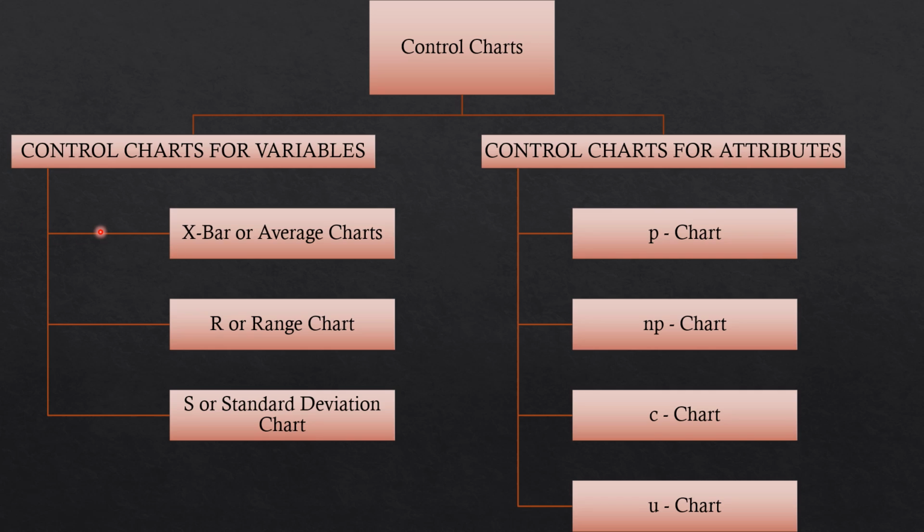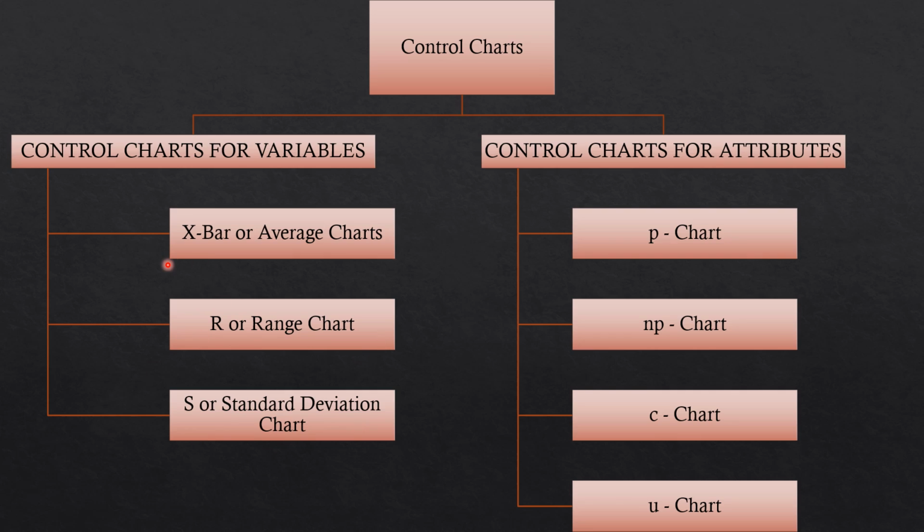So the control charts based upon measurement of quality characteristics are called control charts for variables. The most commonly used variable control charts are the X bar or average chart, the R or range chart, and the third is the S or standard deviation chart.